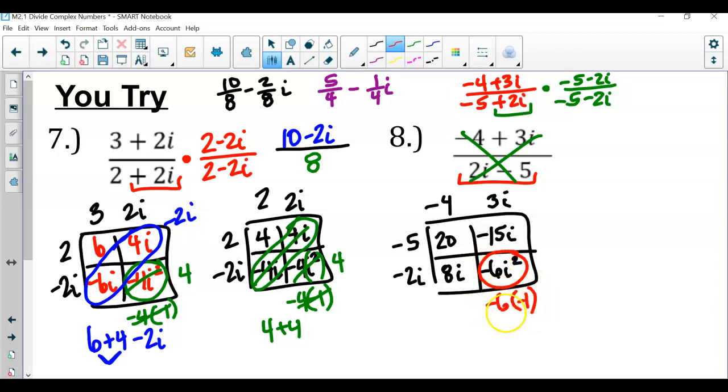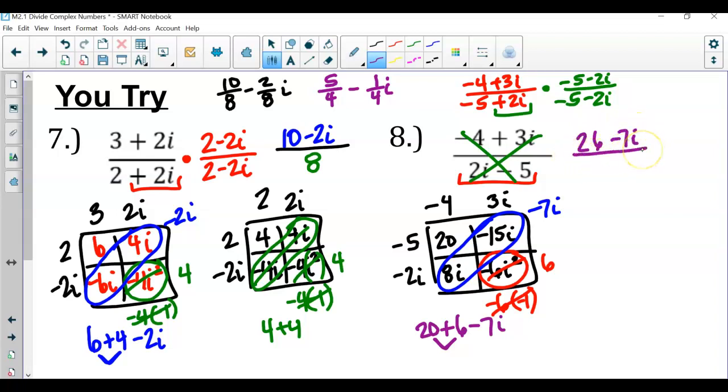Bring down, multiply still by negative 6. Negative times a negative is a positive 6. So we're going to replace that with positive 6. We have our like terms, our two imaginary parts to combine. Negative 15 plus 8, negative 7i. Now let's combine all of our like terms here. So I've got 20 plus 6, but then don't forget the imaginary, so minus 7i. 20 plus 6 is 26. So 26 minus 7i. So that's what we have now for our numerator.